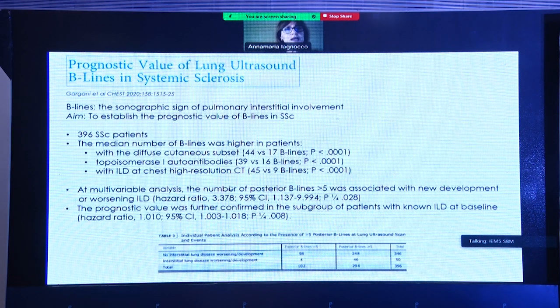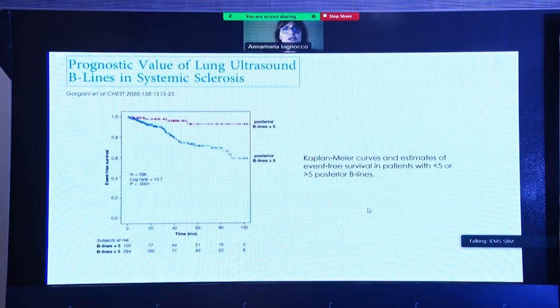In this study, there was a prognostic value of the presence of those B lines, and particularly when the number of B lines was more than 5, this was associated with the new development or worsening of interstitial lung disease, and also the survival. The event-free survival curve shows that in patients with more than 5 B lines, there was an increased number of events.